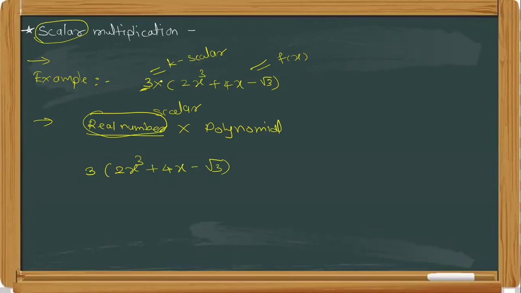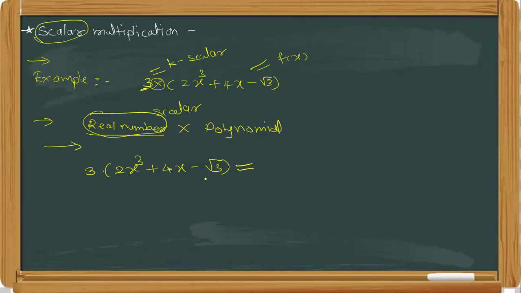Now, as simple as 3 into 2x cube plus 4x minus root 3. See, I have written a multiplication sign here, but not here. Bracket is there, so if it is not written, it is absolutely fine. No need to write the multiplication sign every time. If it is not written, it is understood; it is obvious that there is a multiplication.